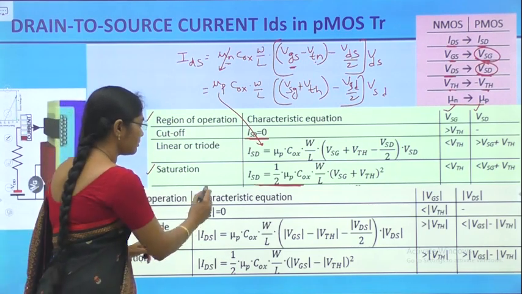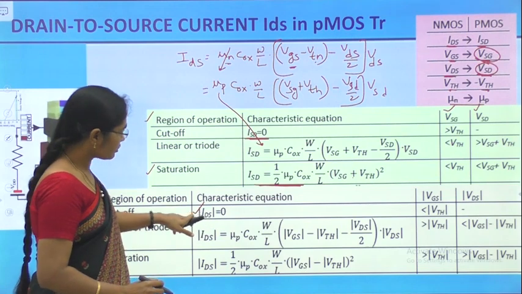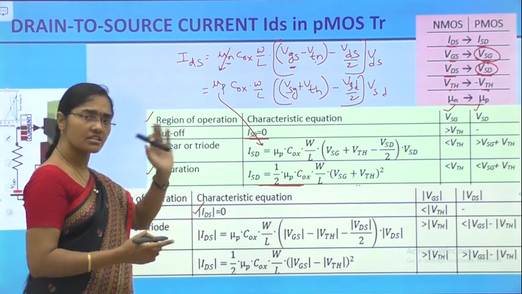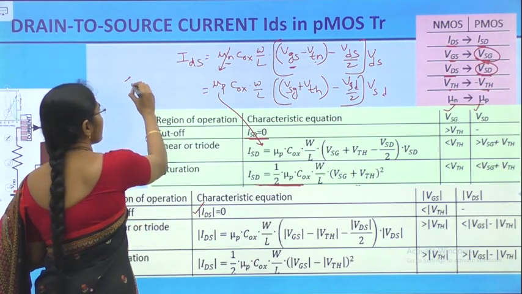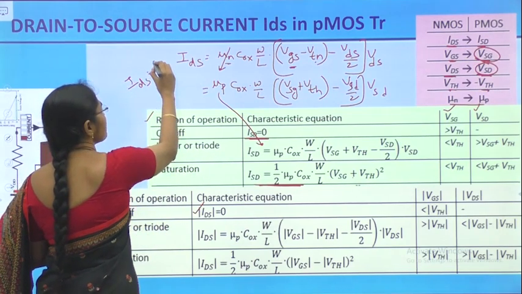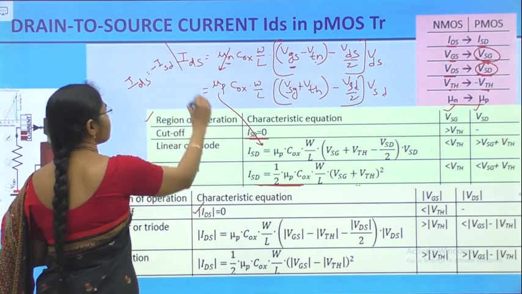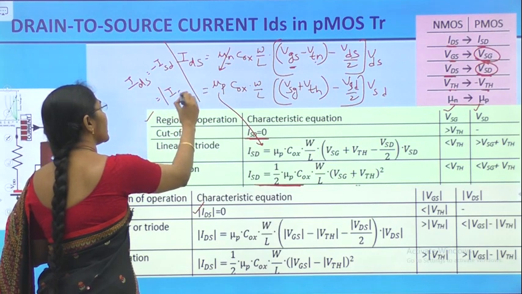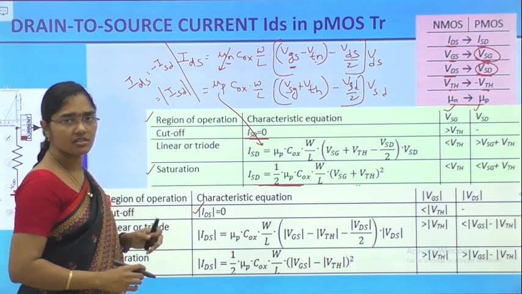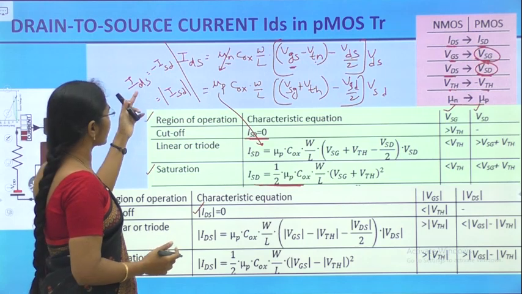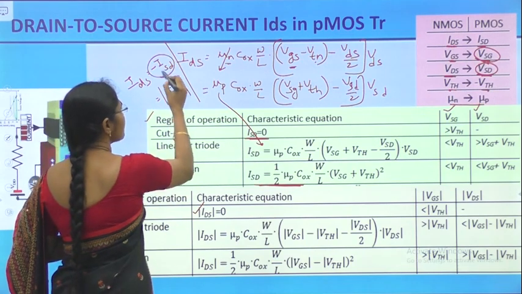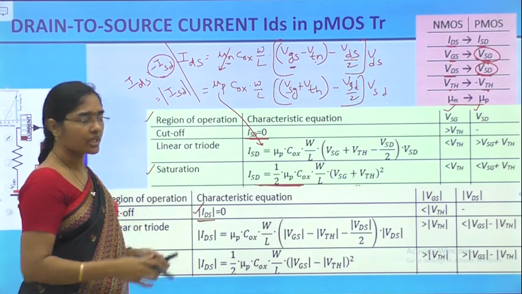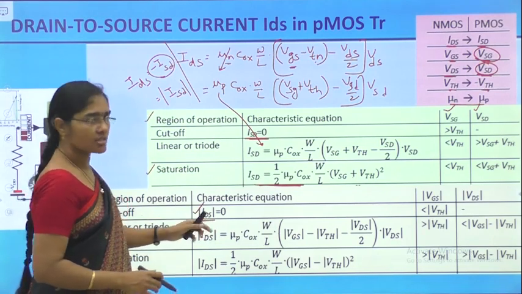See, in the cutoff, magnitude of IDS is 0. Magnitude of IDS is actually IST. IST and IDS are both reverse. IDS is equal to minus IST actually. But we can write this as magnitude of IST is equal to IDS. So we have written directly, instead of taking the IST and minus IDS, directly magnitude of IDS. So magnitude of IDS is equal to 0.